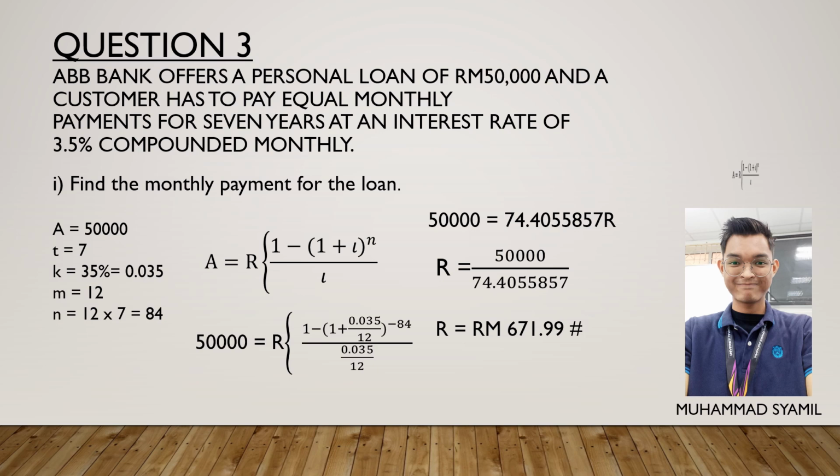Here we have to use the present value equation, which is A equals R times 1 minus 1 plus I to the power of negative N, over I. After that, insert those previous values into their places and calculate the inner brackets first, and we get 50,000 equals 74.4055857 R. Next, bring the value to the other side and divide 50,000 by it. Finally, we get R equals 671 ringgit 99 cents.